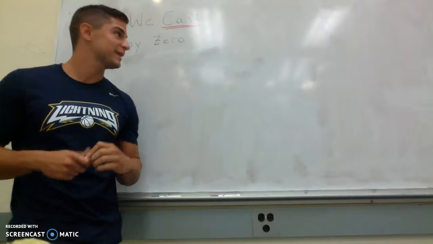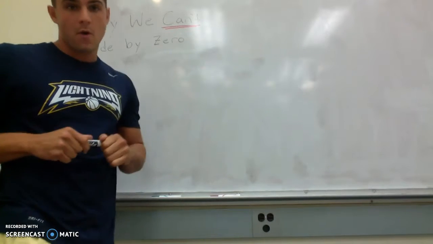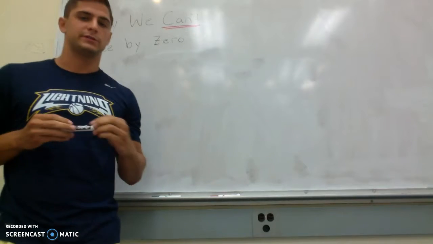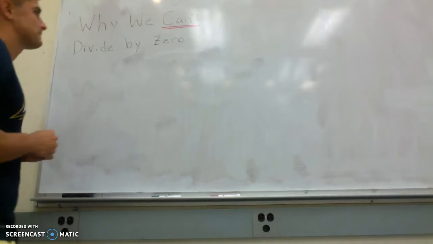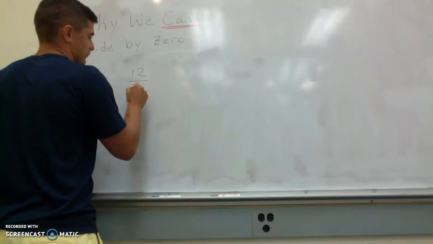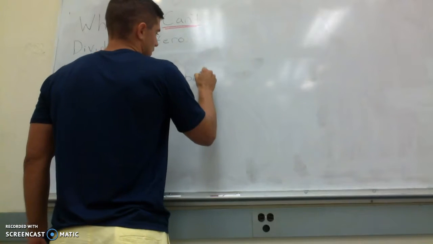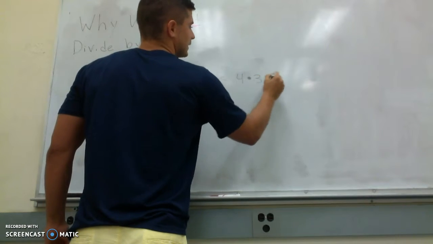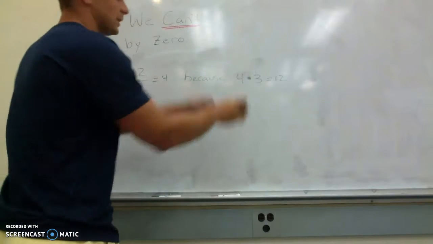This is Mr. Maloney and today I want to talk about why we can't divide by zero. The reason really comes from the fact that when we're dividing, we want to use division as a way to undo multiplication. When we think about it, we want to be able to say something like 12 divided by 3 is equal to 4 because 4 times 3, I'll use this little dot, is equal to 12. Here you see the division is undoing the multiplication.